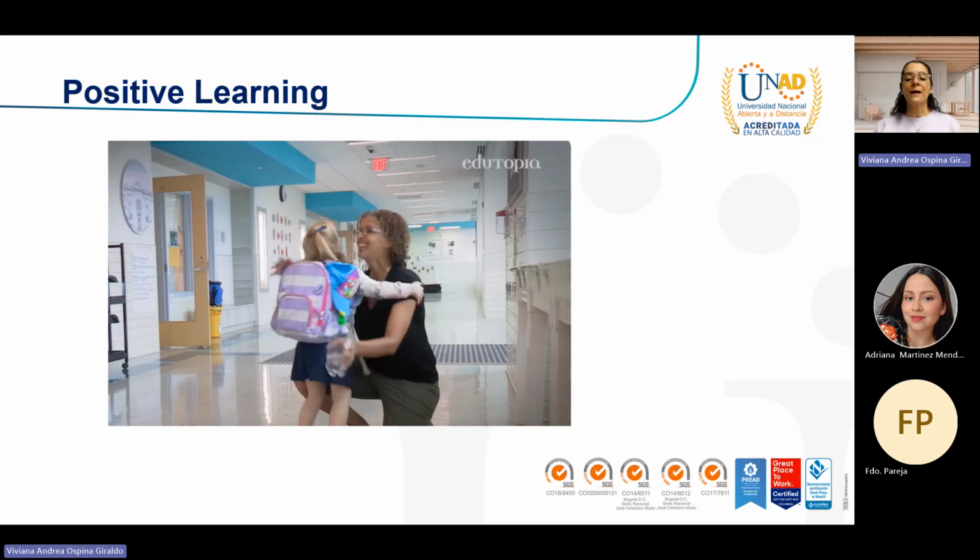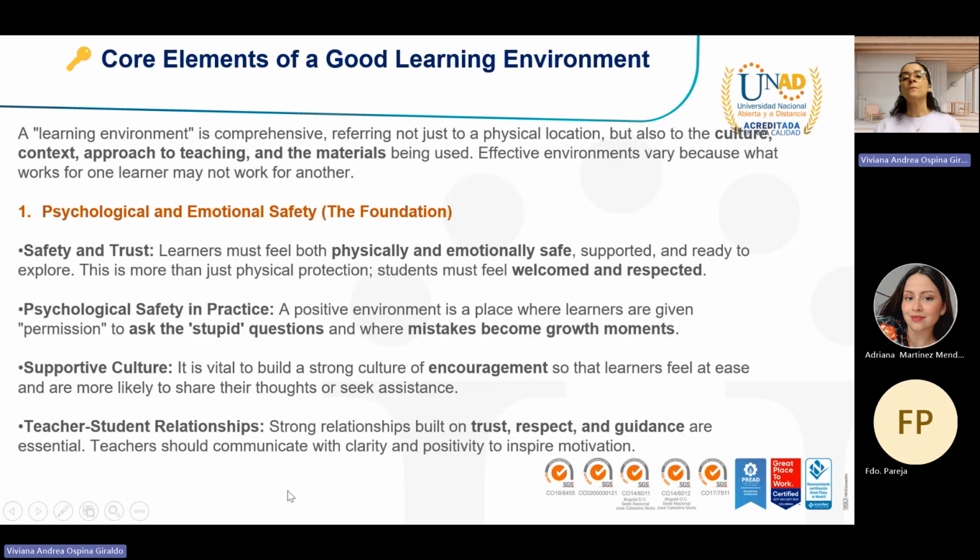But when we're thinking of ideal learning environments, remember that we need to think about many important aspects. And now I'm coming on to the readings, okay? I'm coming on to the fact that there are some core elements that we need to consider when dealing with a good learning environment. And a learning environment needs to be comprehensive. When we think of a learning environment, we're not talking just about a physical location. We can talk about what we're doing right now. This is a learning environment as well.